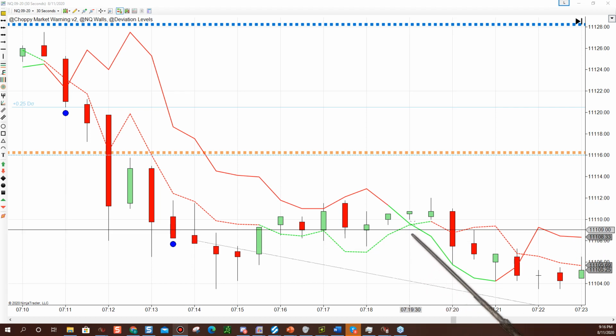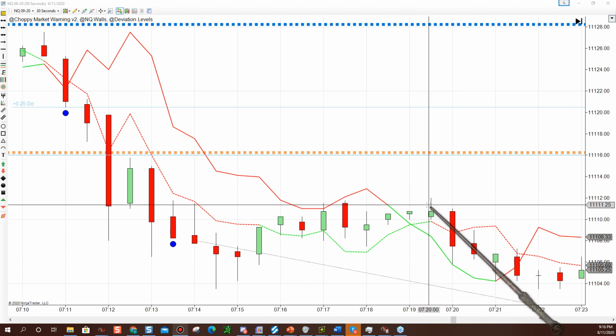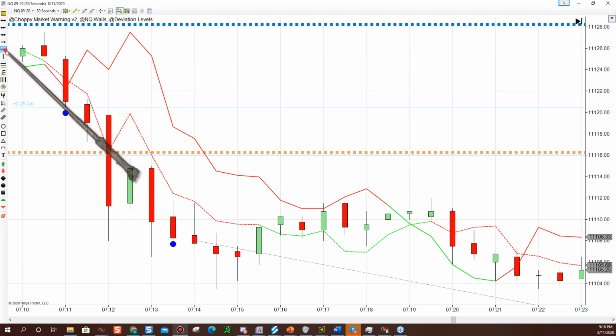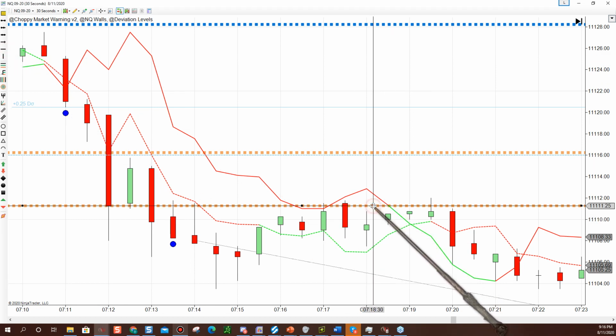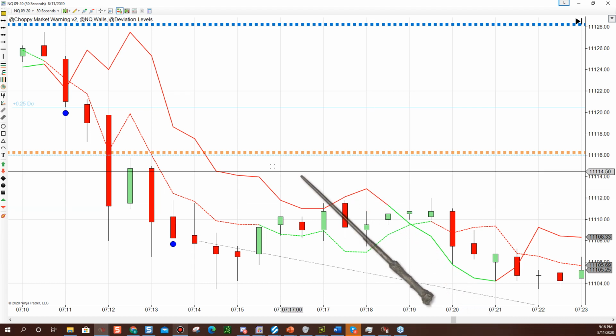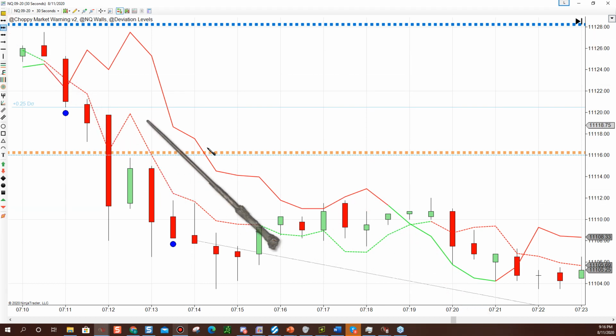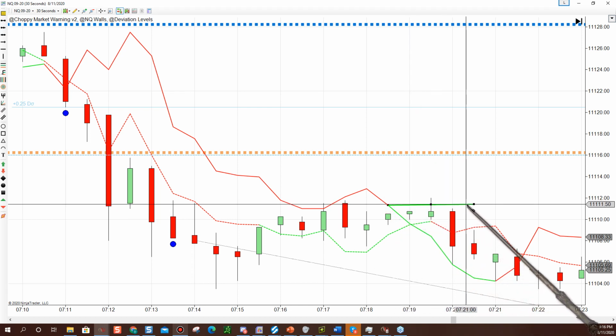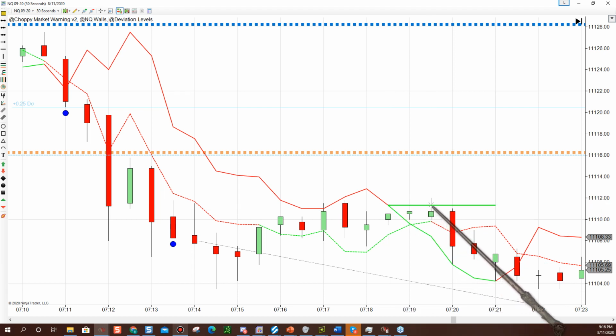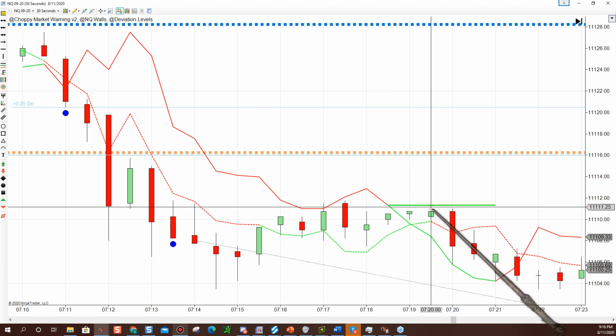Can I review why I'm not getting out at 719? Because my stop is if it closes above the solid red line. It's probably not best to use that color. So right here, it had to close above that. It did not close above it. It went above it, but it did not close above it.